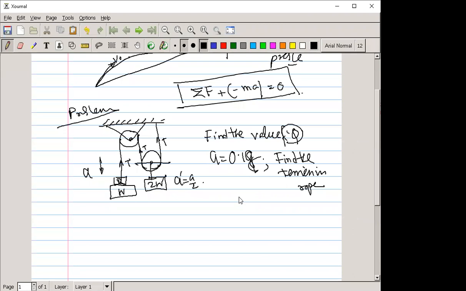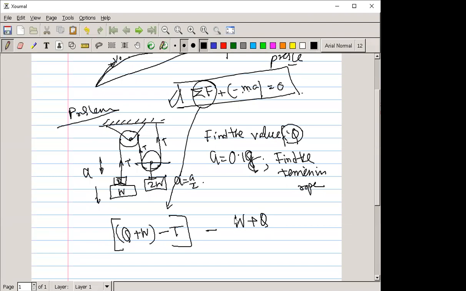Suppose this problem comes, then how to solve it? Using D'Alembert's principle, you can write Q plus W, that is the weight here, and as this goes in the downward direction, there is a tension in the upward direction. So this is the summation of all forces, this portion I am talking about. Then what we have to do is minus mass into acceleration. So what is the mass? W plus Q by g is the mass, into acceleration, and that should be 0.